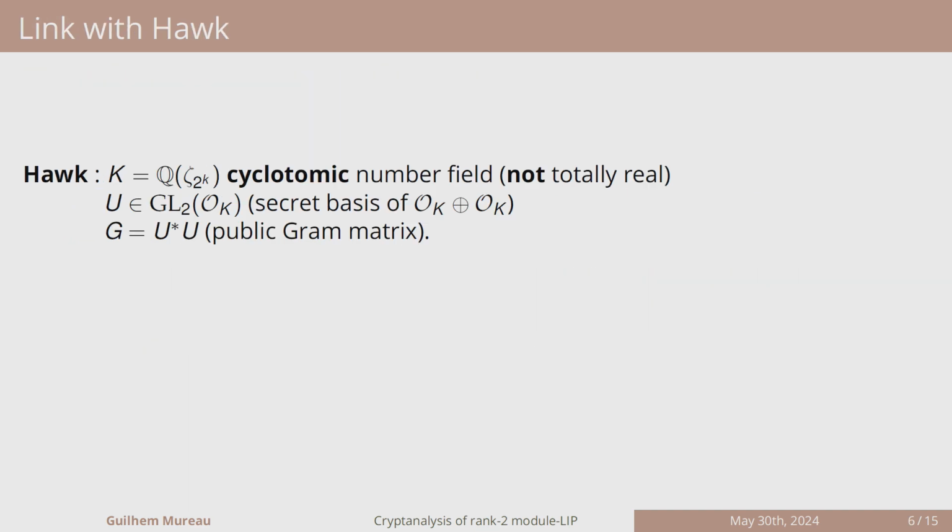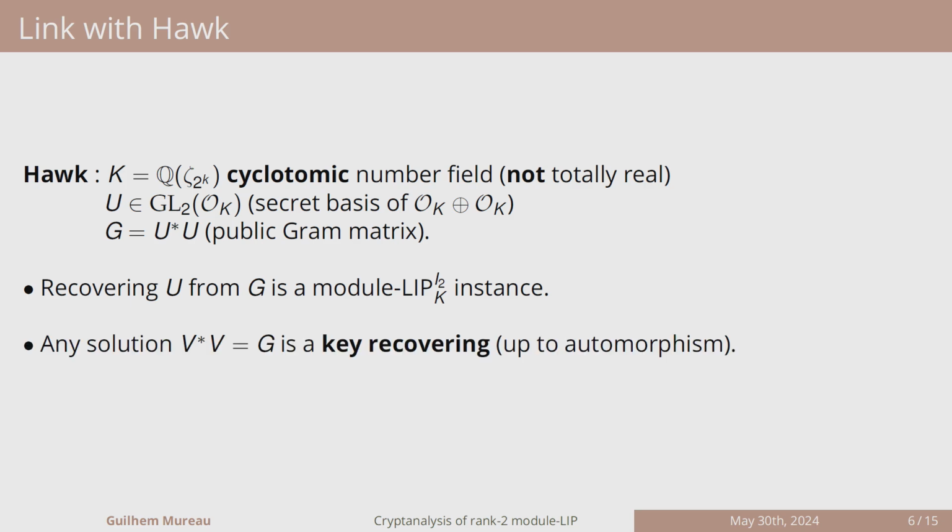Let me do the link with HAWK. So in HAWK, K is a power of 2 cyclotomic field, which is not a totally real field. The secret key is the secret basis of the module OK plus OK, and the public key is the associated Gram matrix. So to recover U from G is exactly what we define to be a module LIP instance. And actually, any solution V to V star V equal to G is a key recovery for HAWK up to some automorphism.